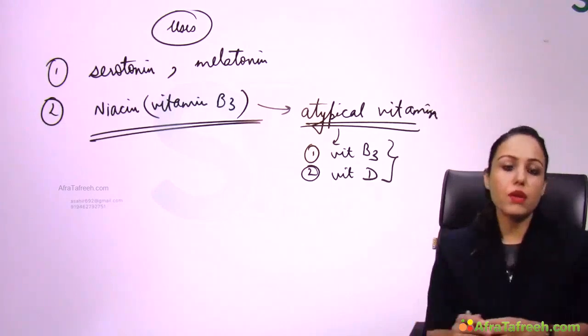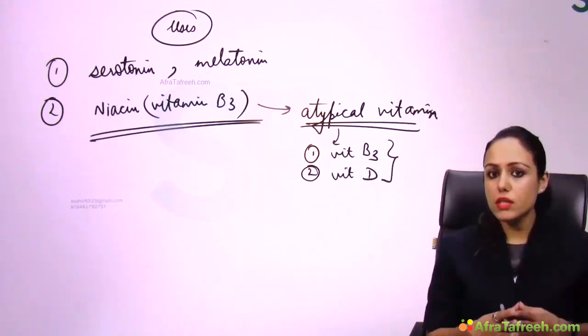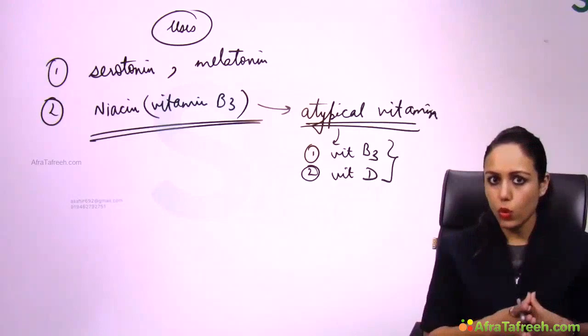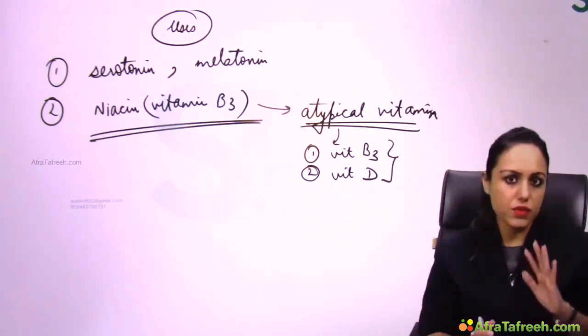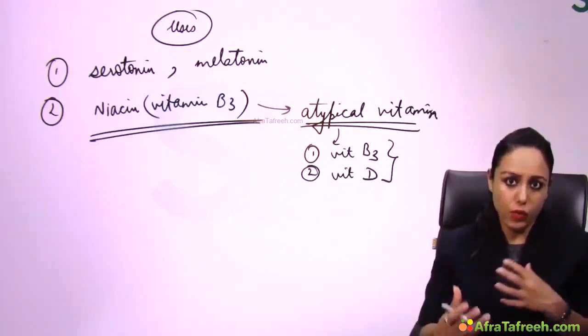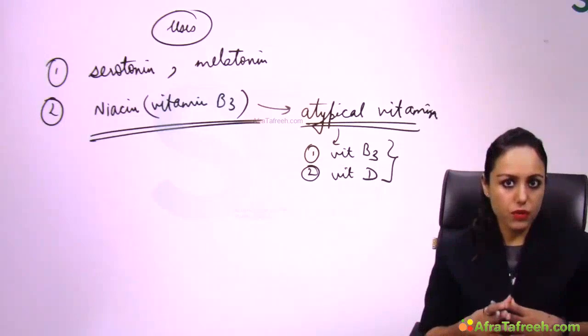Only two are atypical. When I'm talking of atypical vitamins, do not consider those vitamins which are synthesized by intestinal bacterial flora. No, those are synthesized by bacterial enzymes, right? But these two vitamins are synthesized by human enzymes. During our metabolism, we are synthesizing them in our body, right? So only these two are atypical, right?